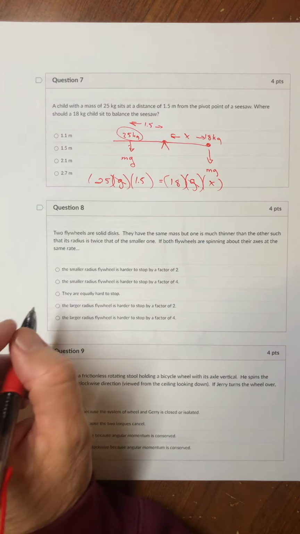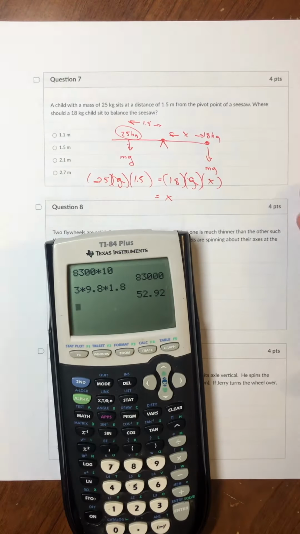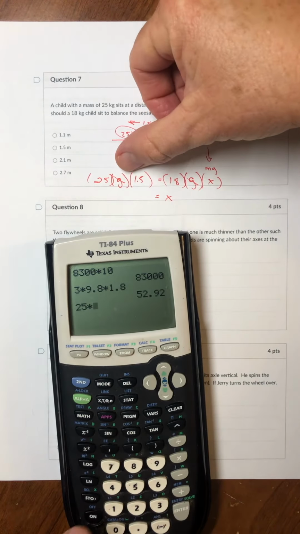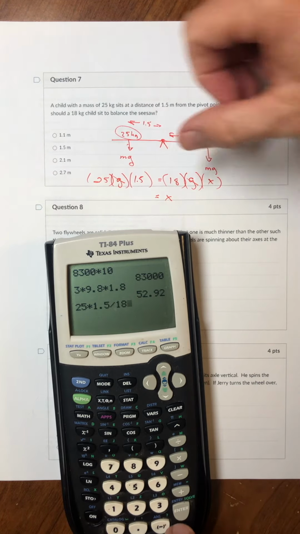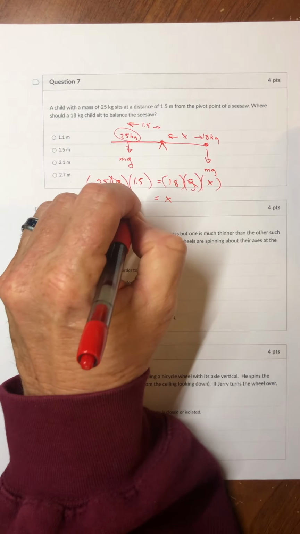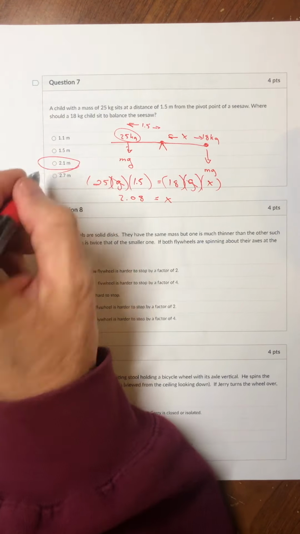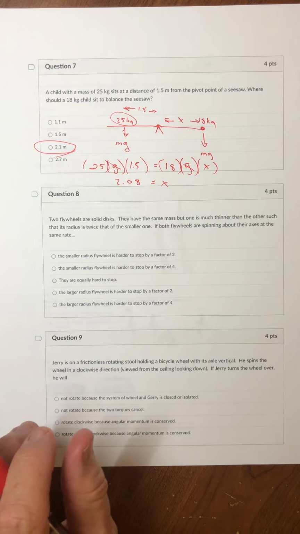And luckily, we don't need to worry about the g's. But as we put in our numbers, 25 times 1.5, and then divide by 18, we're looking at 2.08, which I guess rounds to 2.1. And so there would be the answer to 7.